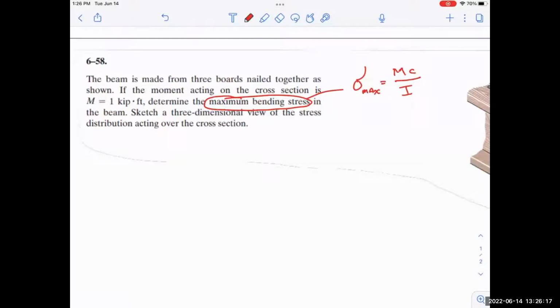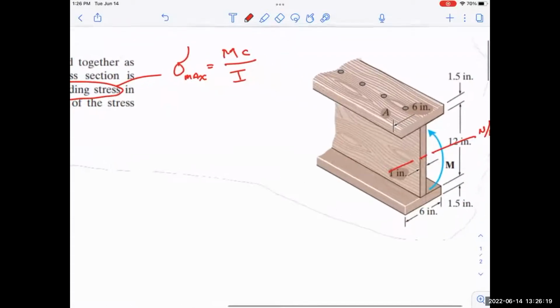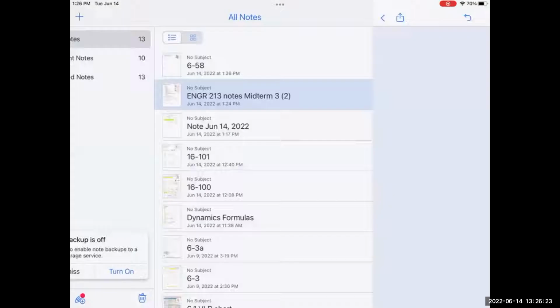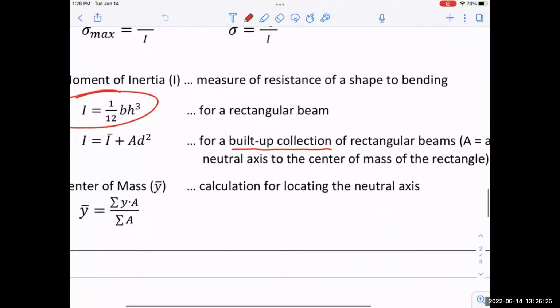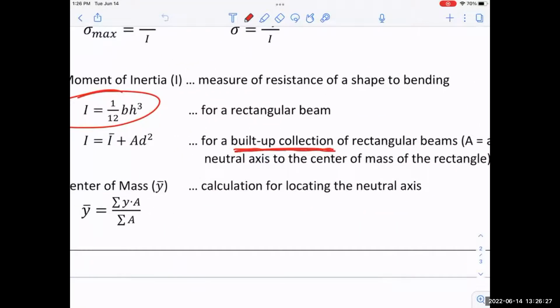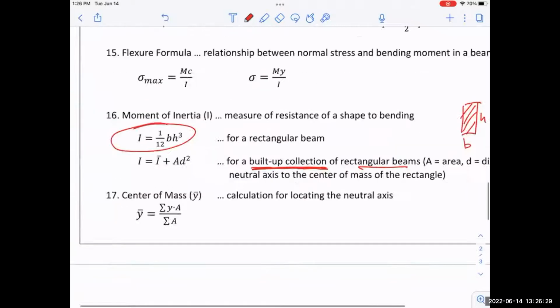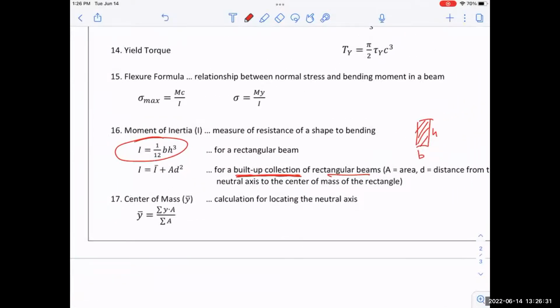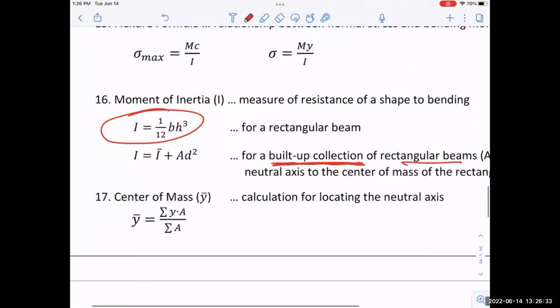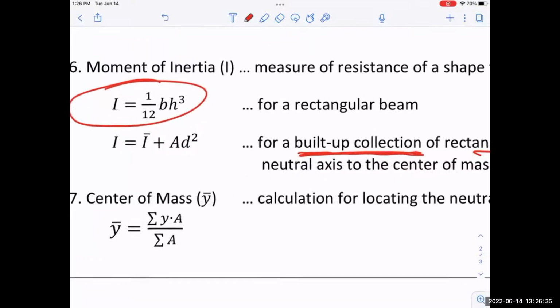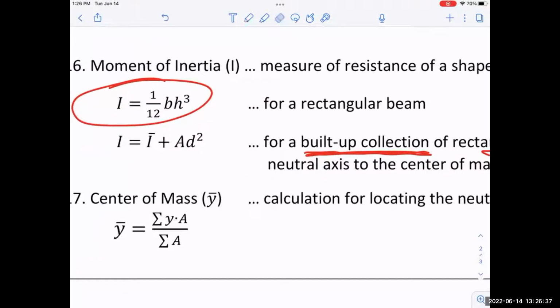And because this is not just a rectangular beam, you might want to write this formula down since you don't have it in front of you. Notice it's a built up collection of rectangular beams. The I value is a little more complicated to calculate. So let's use this formula and see if we can calculate it. This expression right here is what is referenced right there.